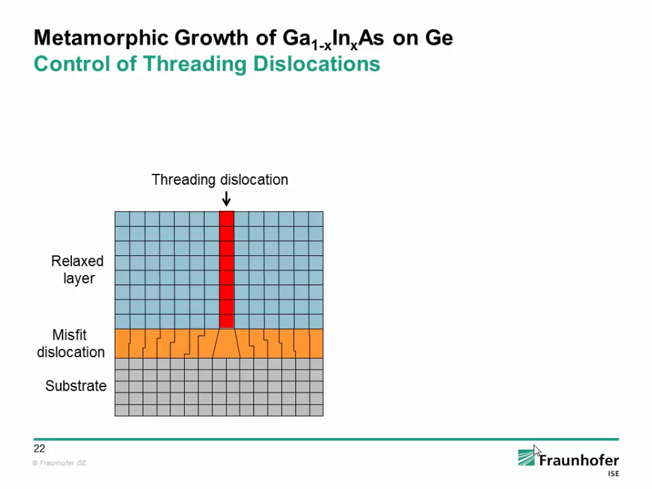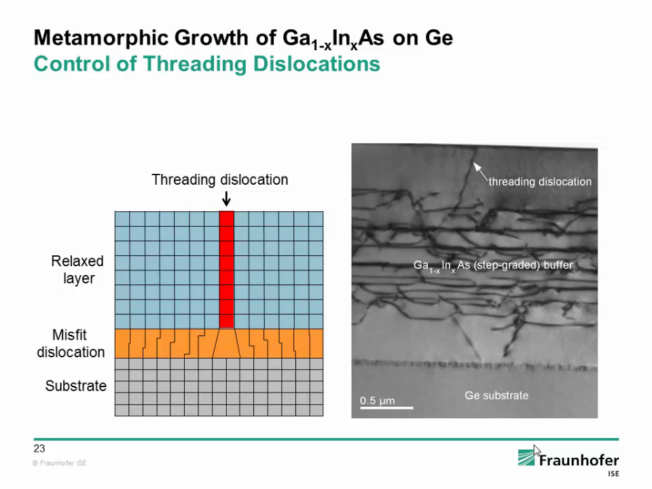As long as we can locate these misfit dislocations within this layer, they are not harmful. But sometimes it happens that some of these dislocations are running through the active materials, and we call these threading dislocations. On the right hand side you see now a transmission electron microscopy image of such a grown structure, where you see here the germanium substrate. Then we start our growth, and then you see the dark lines are really these misfit dislocations. So they are in parallel in the line, so they are not harmful at all.